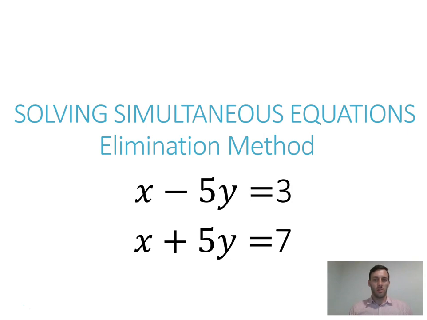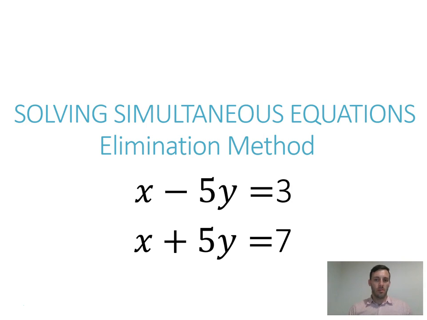Like the coefficients of y are in these equations: in the top equation, the coefficient of y is -5, and in the bottom equation it is +5. Then we would add the coefficients and the constants from one equation to the next to eliminate one of the unknowns.